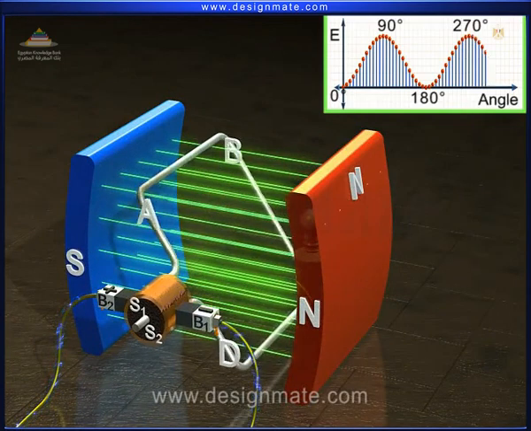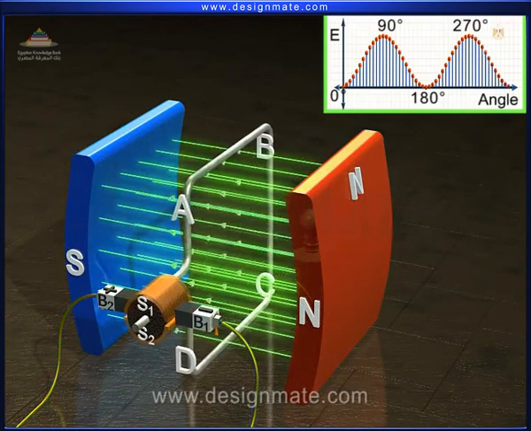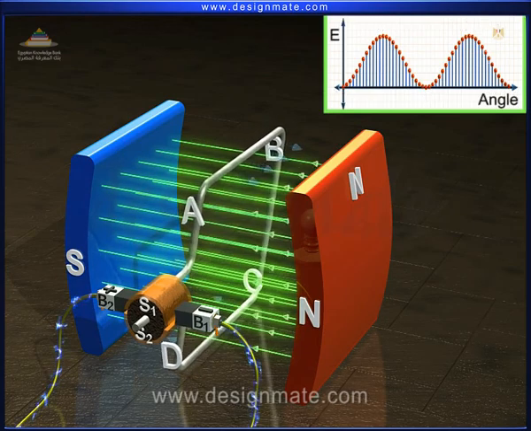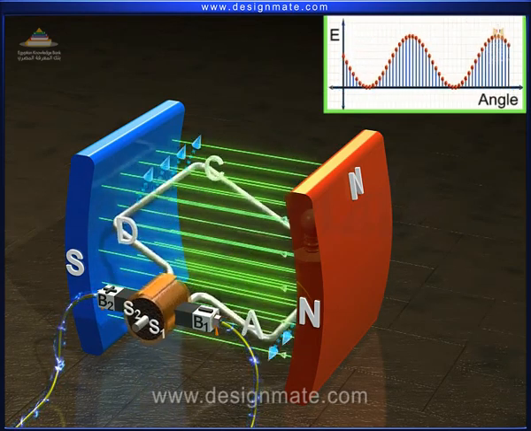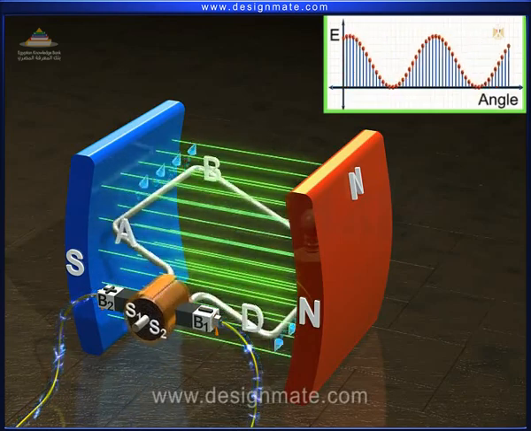Again, by rotation, the coil reaches the vertical position, that is 360 degrees, and the current induced is 0, as we can see from this graph. But the rotation of the coil continues, and hence in this way the direct current is produced from the DC generator.